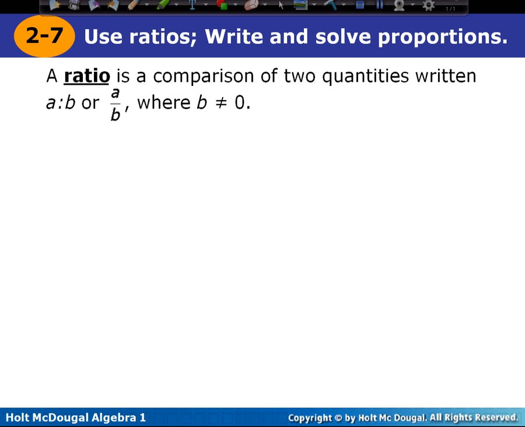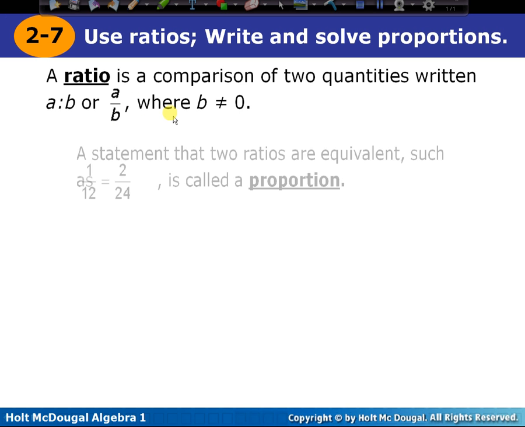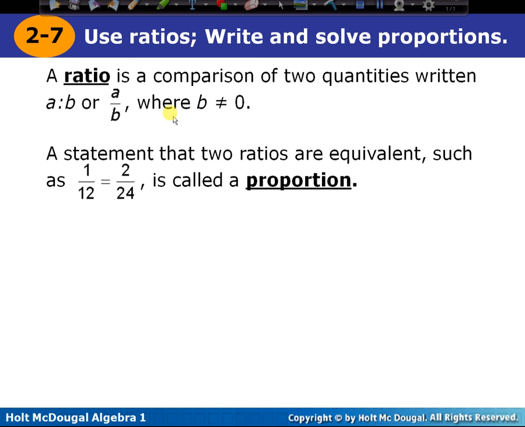A ratio is a comparison of two quantities written both of these ways, either A to B, or A over B. We usually see it as A over B, where B cannot be 0. You need to write both of these definitions down. A statement that two ratios are equivalent, such as 1 over 12 equals 2 over 24, is called a proportion.